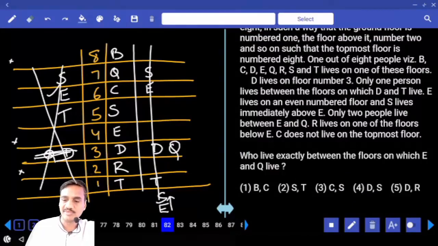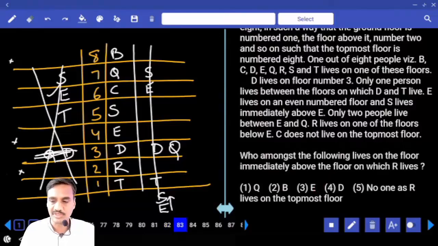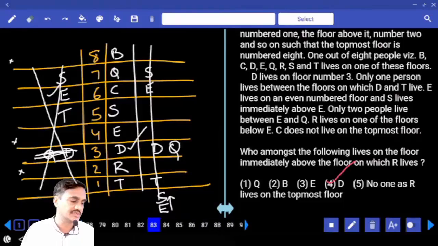And who lives exactly between E and Q? In between E and Q, how many persons are there? C, S and E. Who lives exactly between the floors on which E and Q live? Tell me who is between E and Q. C and S. That is choice 3, 82. And who among the following lives on the floor immediately above the floor on which R lives? Immediately above R, that is D. D, that is choice 4, question number 83.